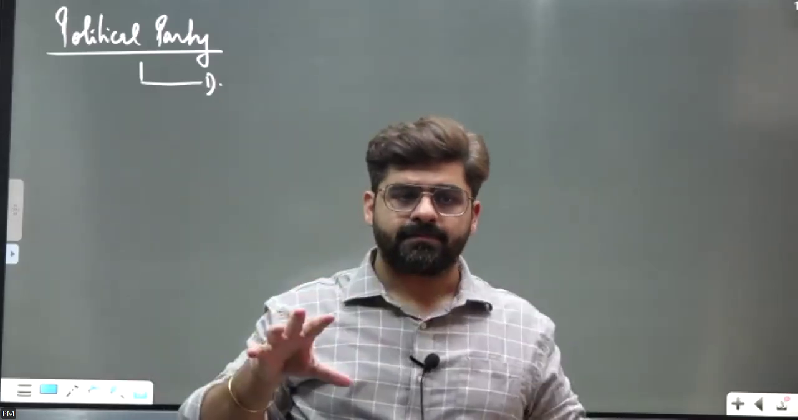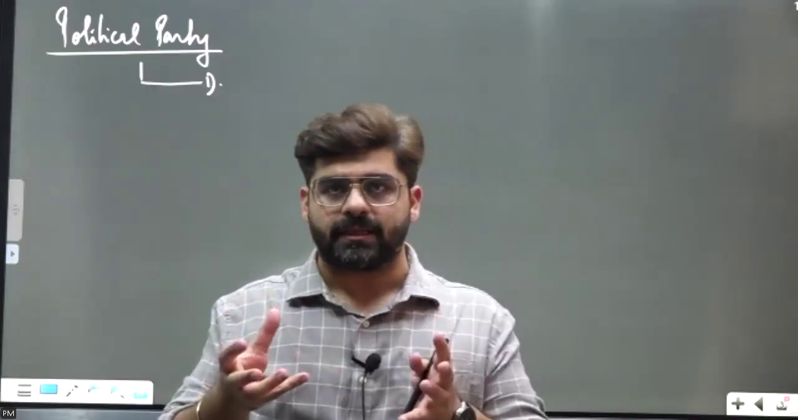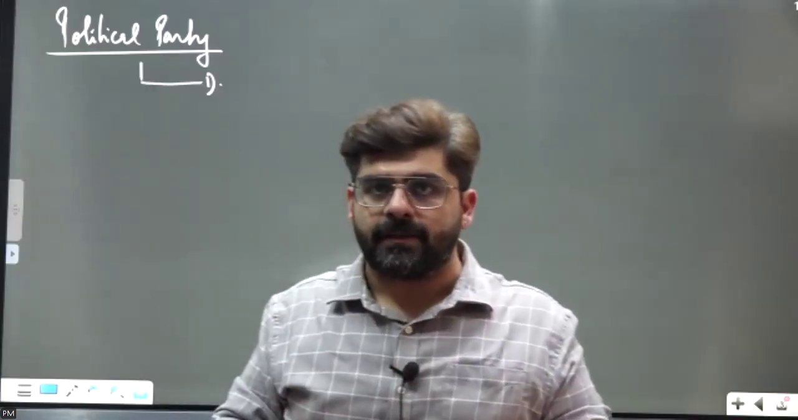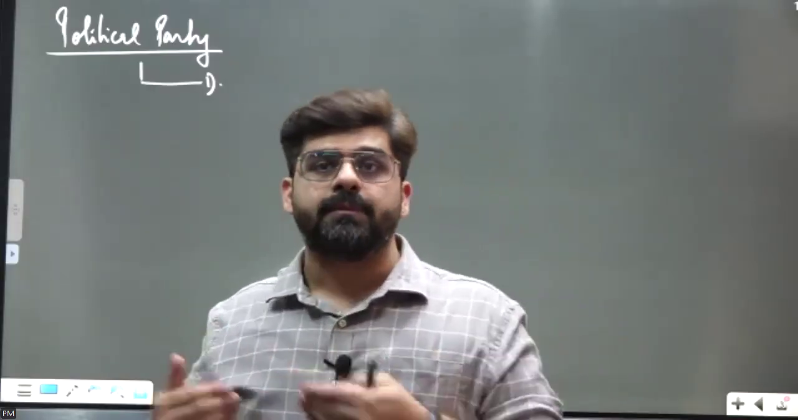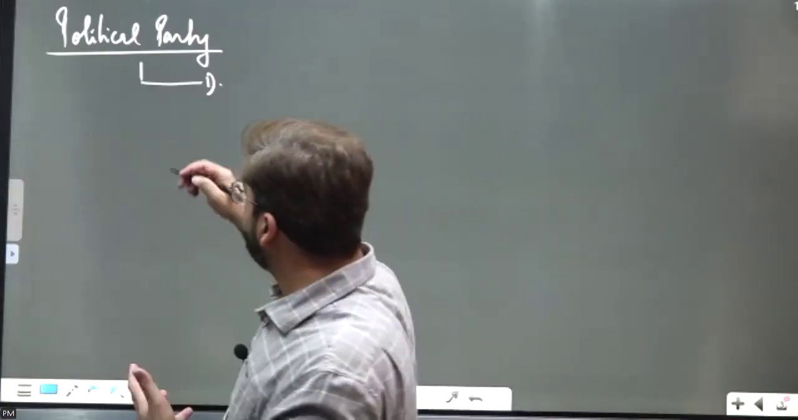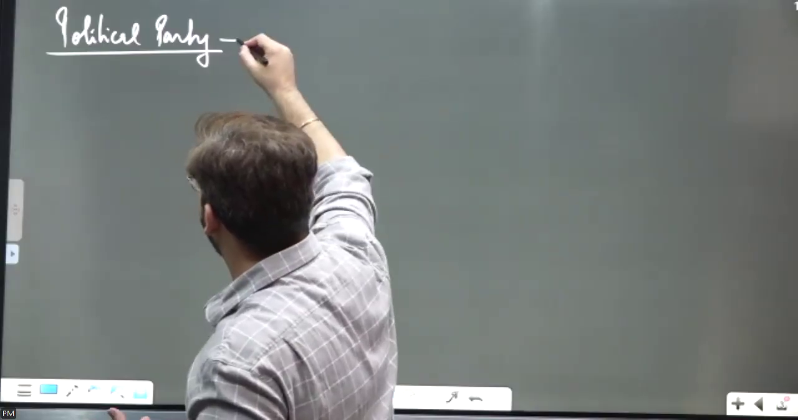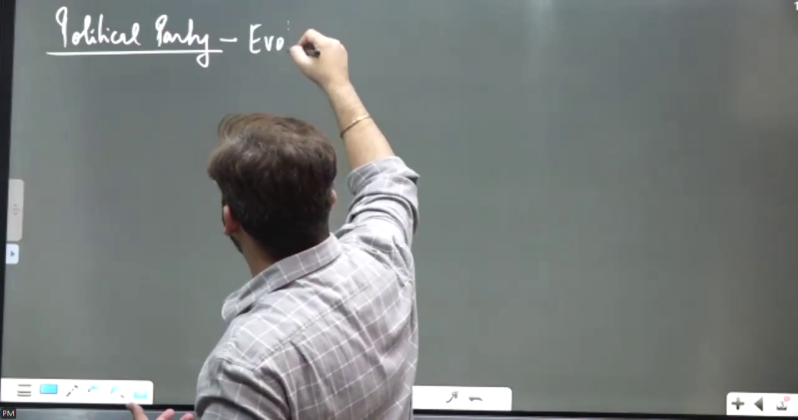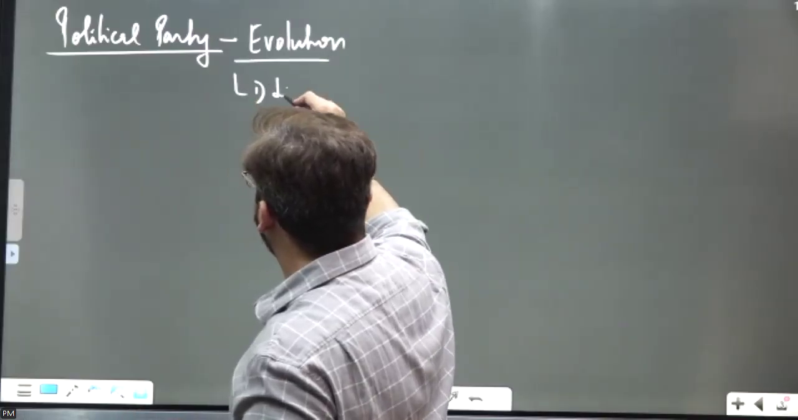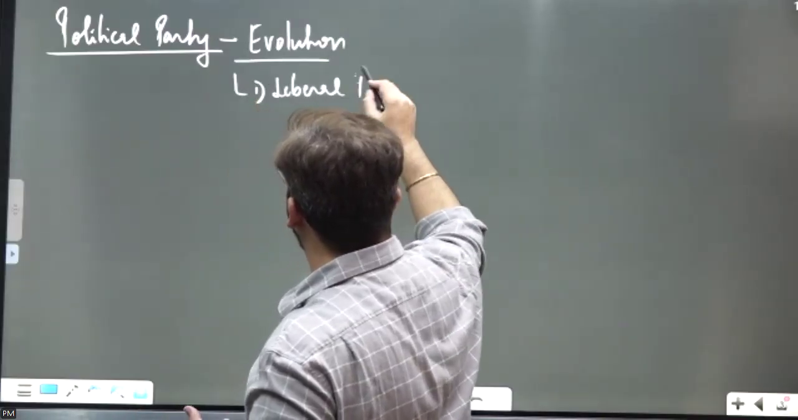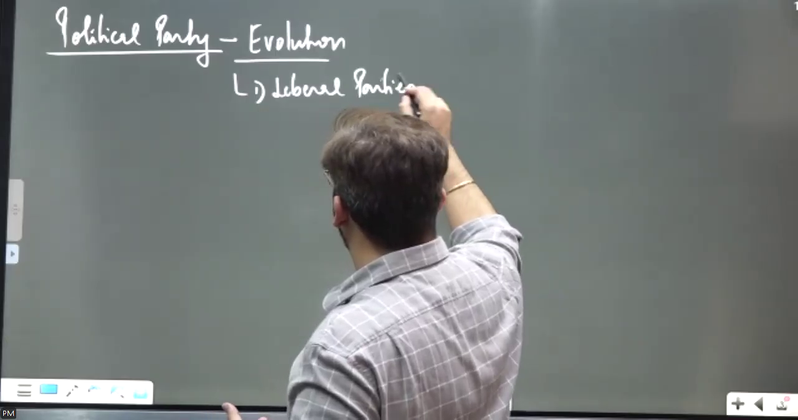तो पहली बात, जब हम पार्टीज की बात करते हैं तो सबसे पहली पार्टी कौन सी आई थी, सबसे पहली पार्टी कहाँ आई थी, सबसे पहली पार्टी जब आई उसका काम क्या था. तो जब हम पॉलिटिकल पार्टीज की एवोल्यूशन को स्टडी करते हैं, so here we see that in the evolution of political parties we have the liberal parties which come first. And why are liberal parties coming?